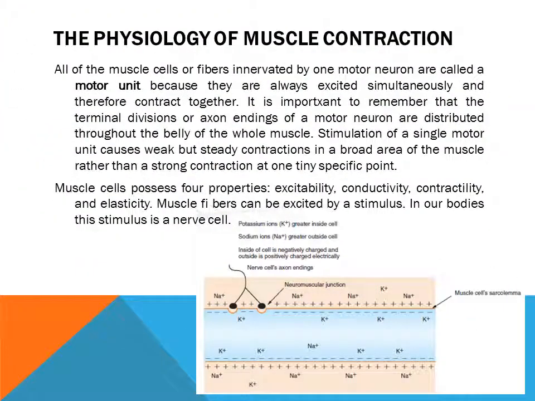All of the muscle cells or fibers innervated by one motor neuron are called a motor unit because they are always excited simultaneously and therefore contract together. It is important to remember that the terminal divisions or axon endings of a motor neuron are distributed throughout the belly of the whole muscle. Stimulation of a single motor unit causes weak but steady contractions in a broad area of the muscle rather than a strong contraction at one tiny specific point.